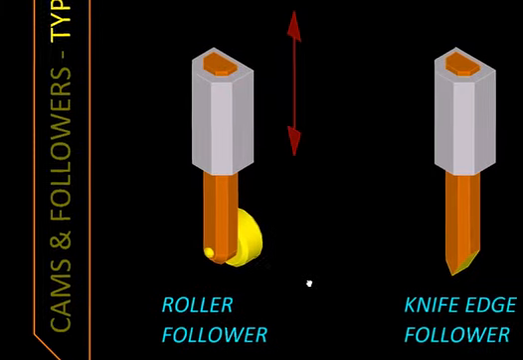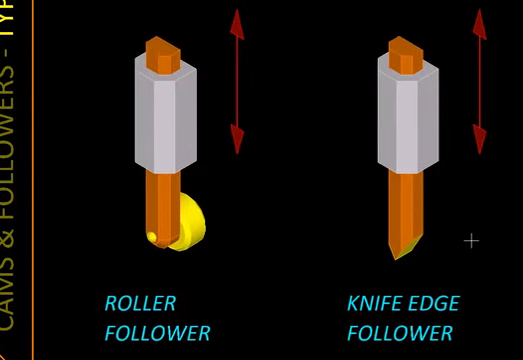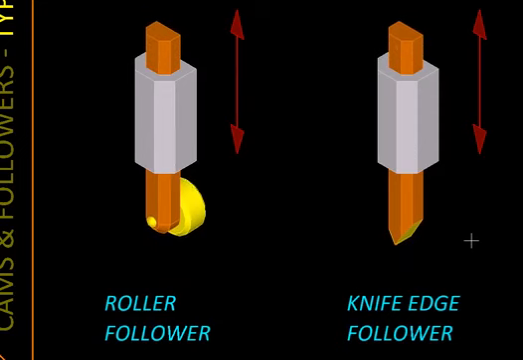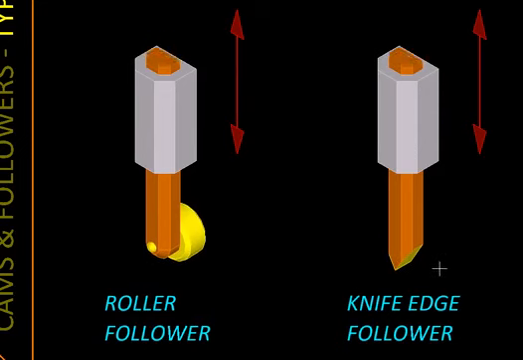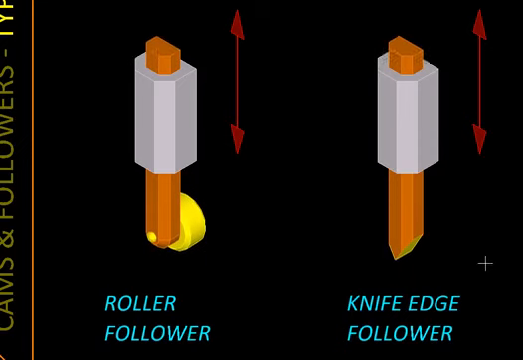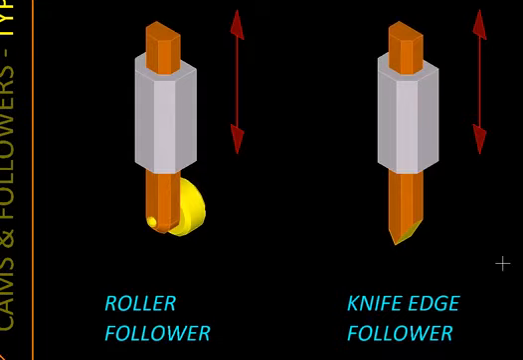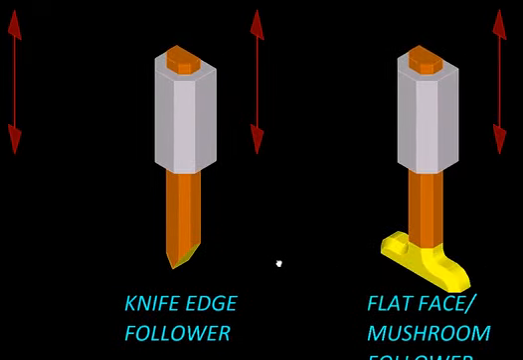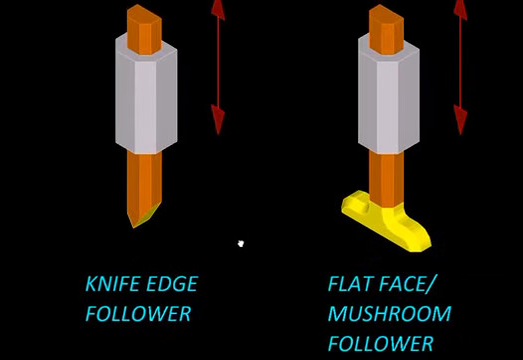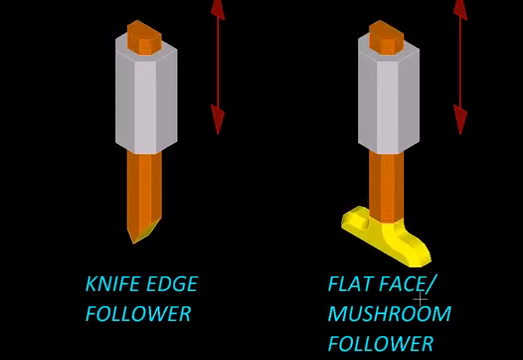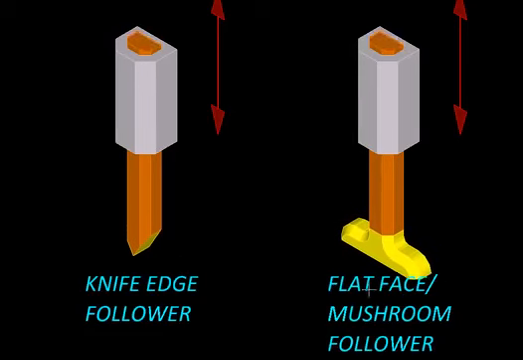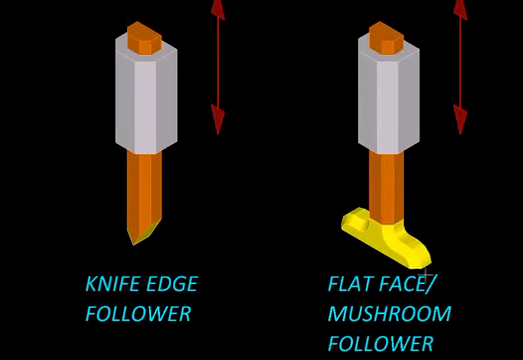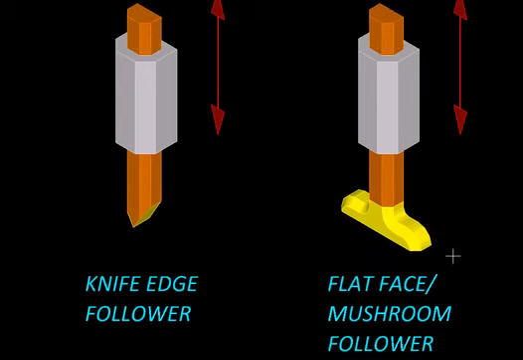But for that one can use something like this, the so-called knife edge follower, where a sharp edged follower is resting on the cam profile and follows it very closely. Of course, the price we pay here would be additional friction. This is the third type of follower called a flat face or mushroom follower, where a flat surface of the follower is resting on the cam.